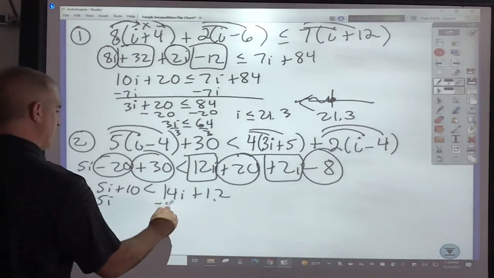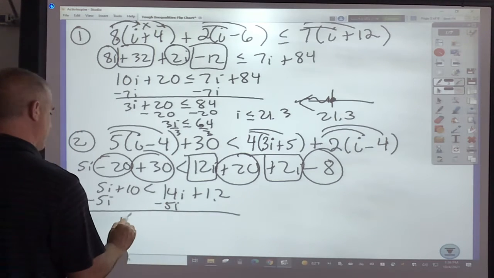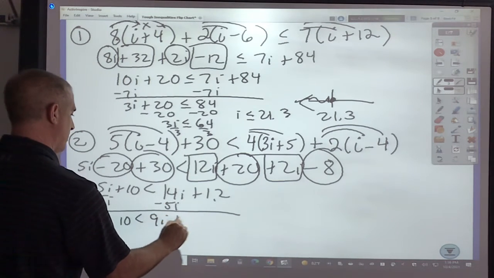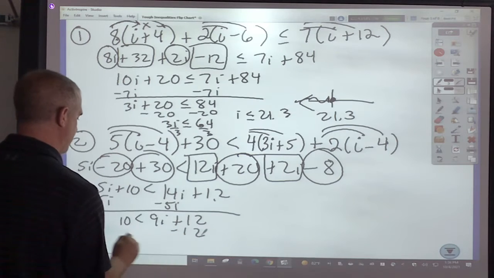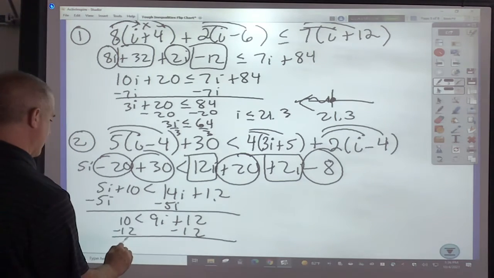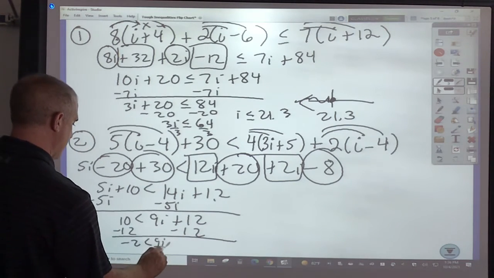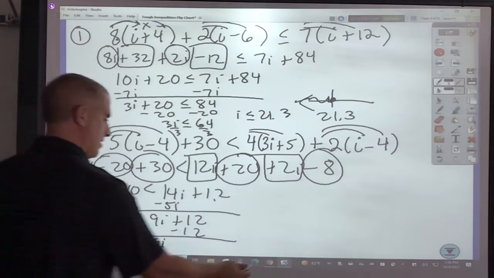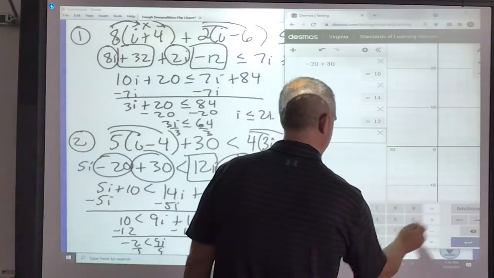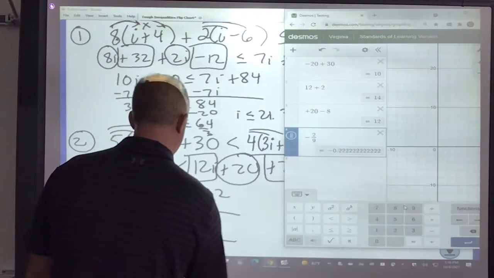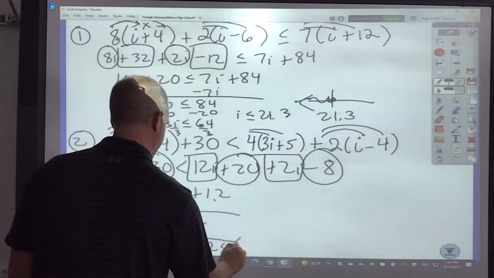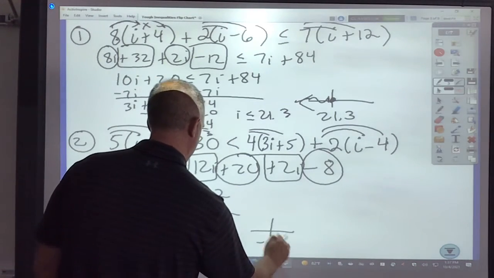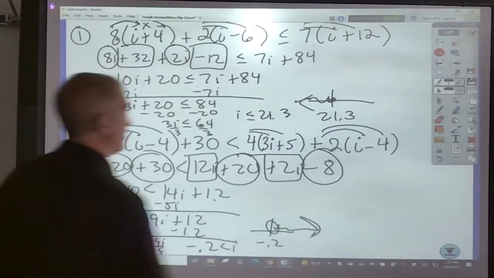Oh no, I'm sorry. Move the variables. That's 10 less than 9i plus 12. Subtract 12. I got negative 2 less than 9i, and divide by 9. Okay, negative 2 divided by 9 is negative 0.2, which would be open circle shaded that way.